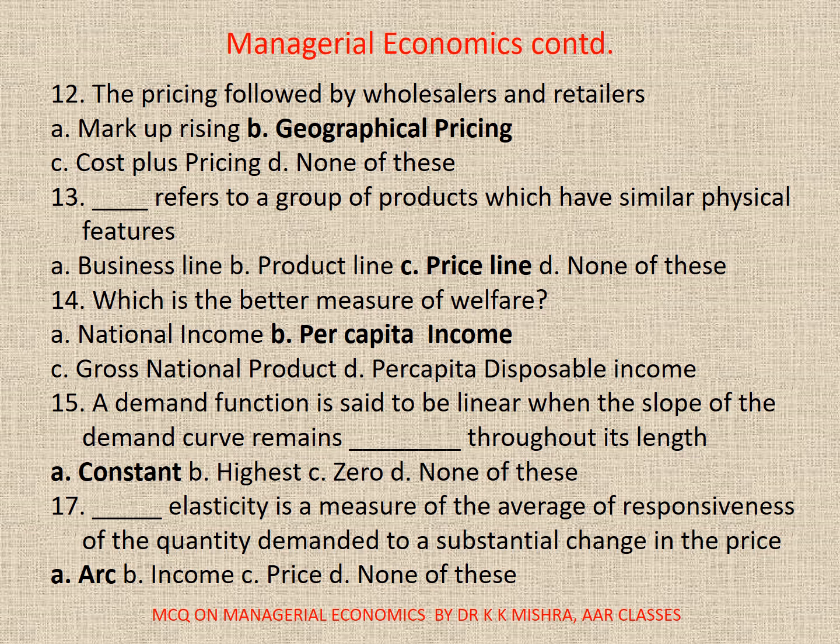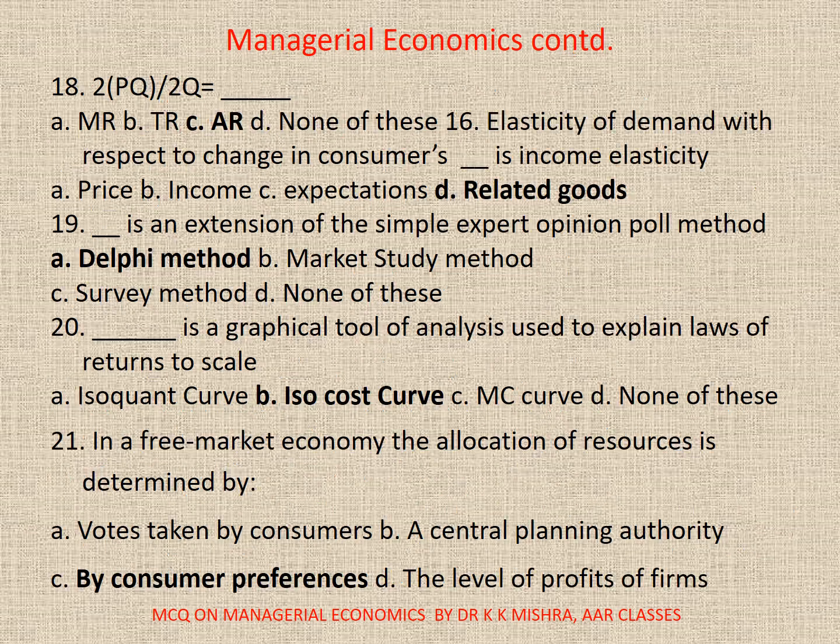15. A demand function is said to be linear when the slope of the demand curve remains dash throughout its length. A. Constant, B. Highest, C. 0, D. None. Correct option is A, constant. 17. The elasticity is a measure of the average responsiveness of the quantity demanded to a substantial change in the price. The correct option is A, arc elasticity.